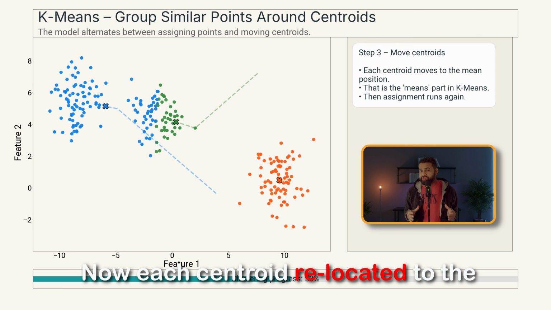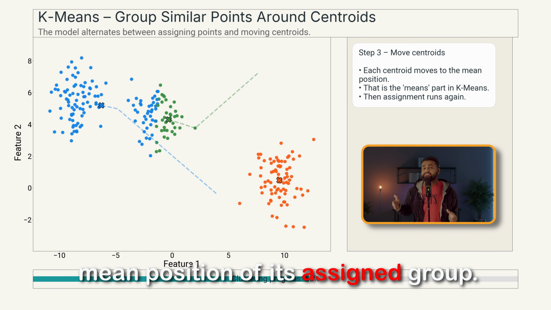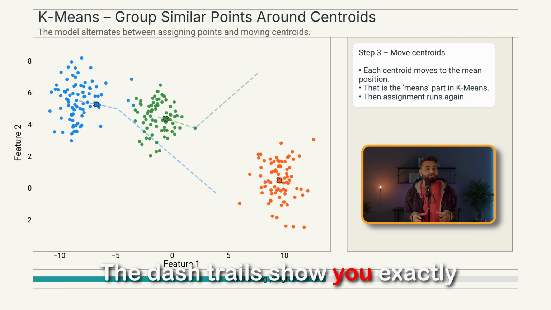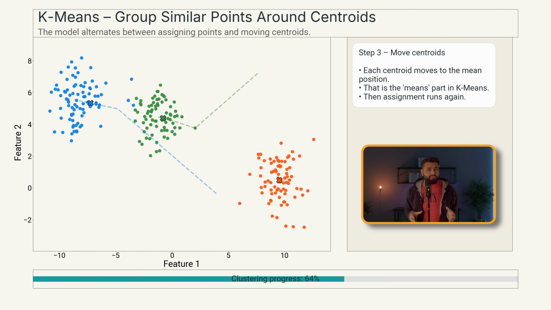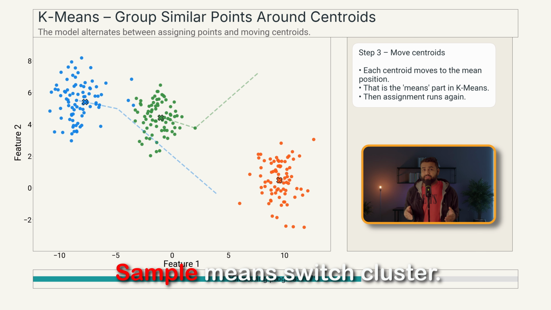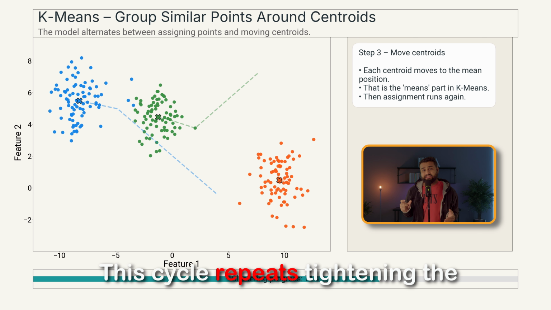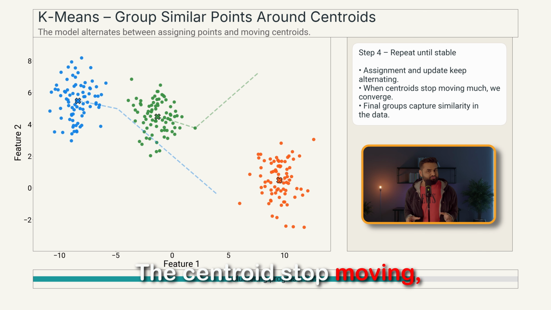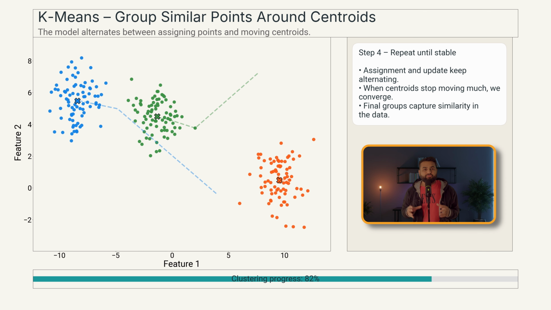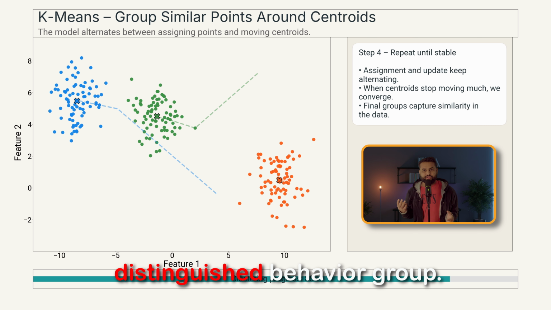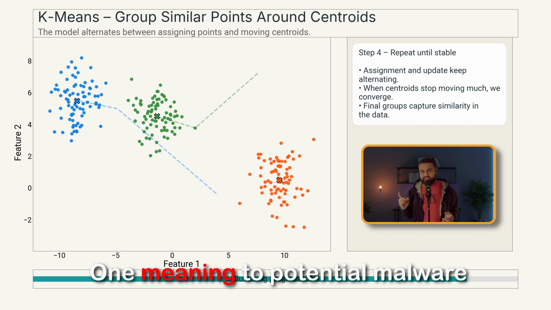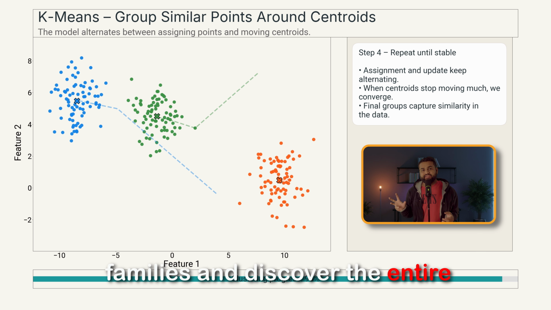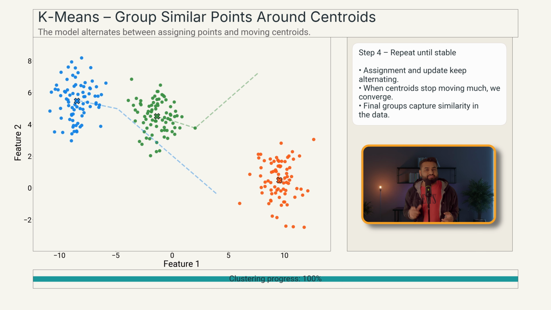Now, each centroid relocates to the mean position of its assigned group. The dashed trails show you exactly where they have traveled. Assignments are recomputed. Samples may switch clusters. This cycle repeats, tightening the groups with every pass. The centroids stop moving, the clusters have stabilized. What you are left with are 3 distinct behavior groups. One benign, two potential malware families, discovered entirely without labels. That's the power of k-means. Pure structure from raw data.